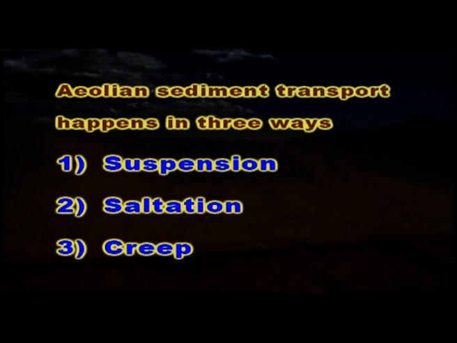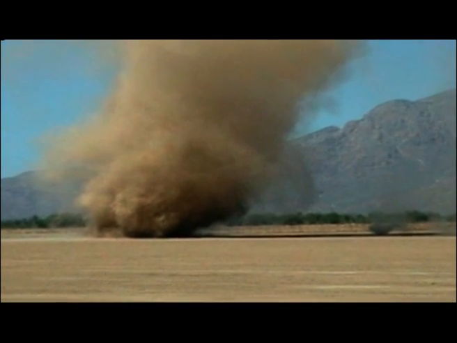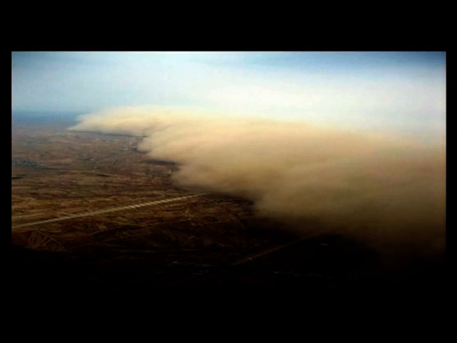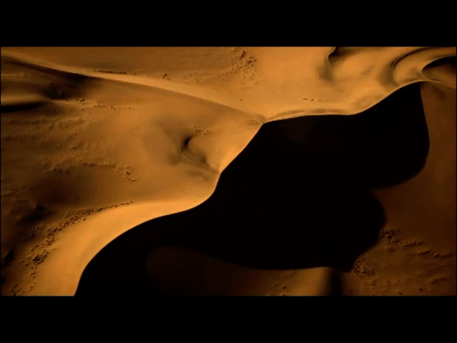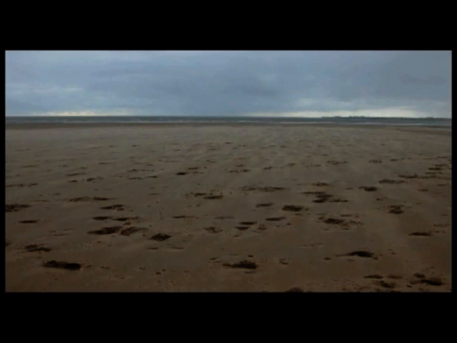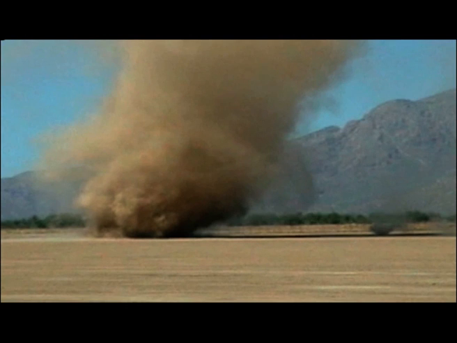One is suspension, the second is saltation, and the third is creep. Suspension is a process in which the air suspends particles less than 0.2 millimeter in diameter. This dust is carried thousands of meters upward and thousands of kilometers downwind, held in suspension by turbulent eddies. Saltation is the transport of sand grains in long trajectories as the momentum is passed from grain to grain. Most of the transport of dune sands happens through saltation. At high wind speeds, saltation is more or less continuous.